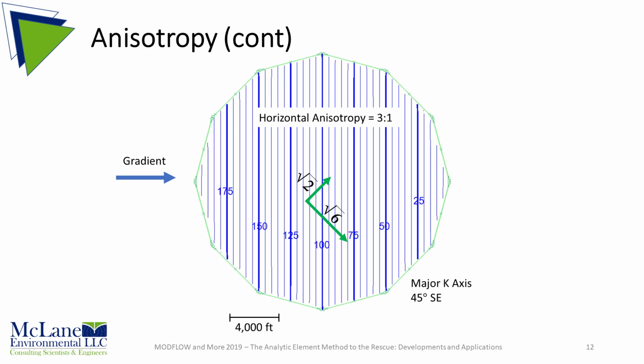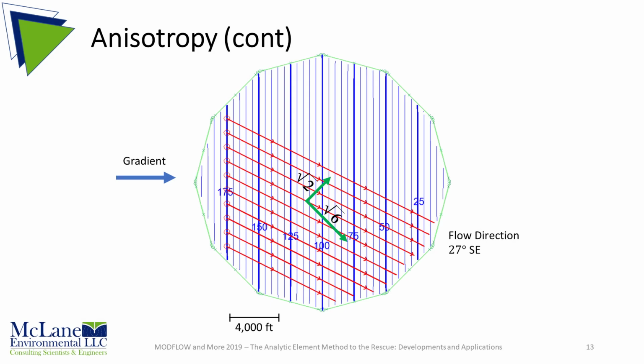Here is the same model and the same gradient with head declining to the east. But here, the hydraulic conductivity field is set with 3:1 horizontal anisotropy. The major axis of the hydraulic conductivity tensor is oriented 45 degrees to the southeast. You can see from the head contours that hydraulic gradient direction is to the east, but because of the anisotropy, the resulting groundwater flow direction is 27 degrees south of east. This will affect the regional flow direction, orientation of pumping well capture zones in that flow field, and other flow features.